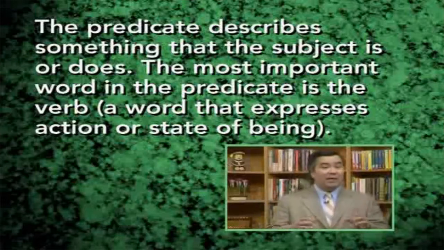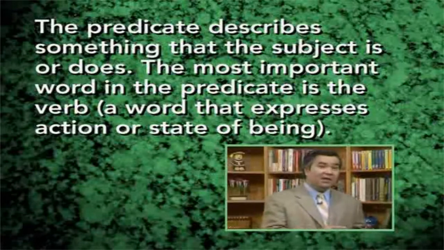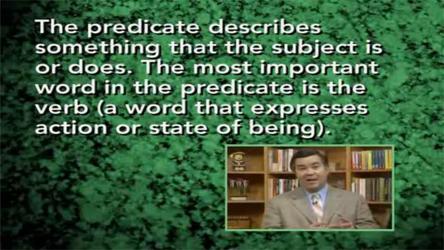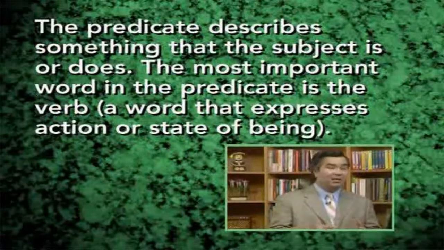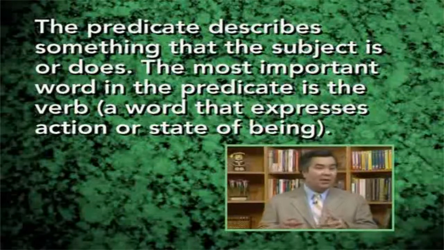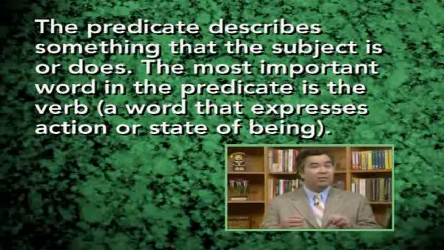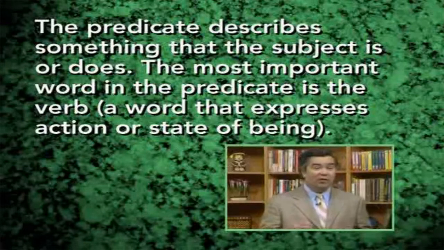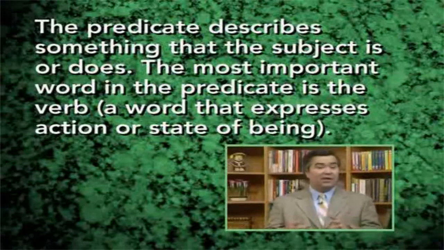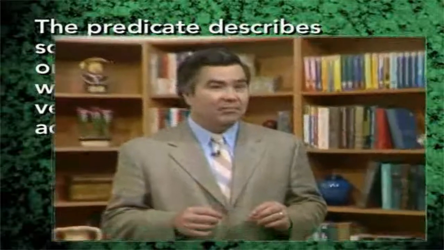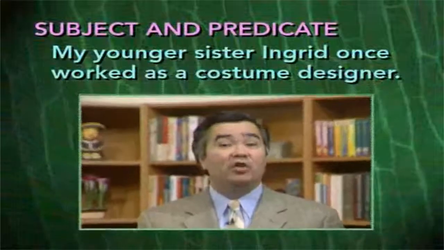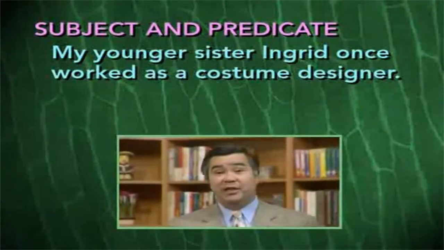So we now have two main parts to the sentence. We have the subject, which names what the sentence is talking about, and the predicate, which tells what the subject is or does. Once again, within the predicate, there is one most important word to focus on, which is called the verb, and all the other words that are in the predicate are there to give more information about what the subject does. Let's take a look at a couple of examples of sentences and see how they can be divided into subject and predicate. Look at this example. My younger sister Ingrid once worked as a costume designer.